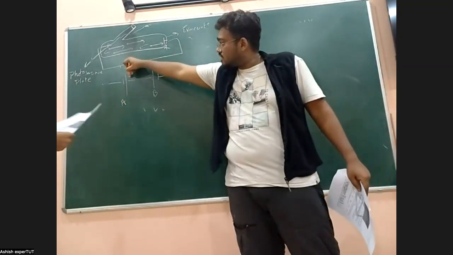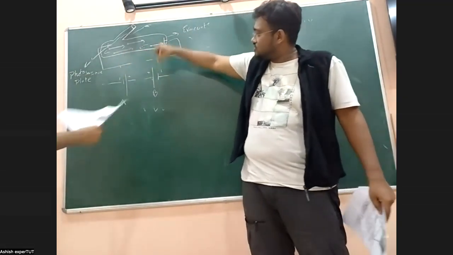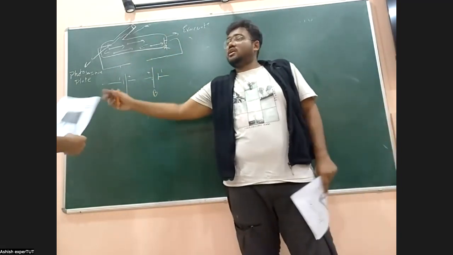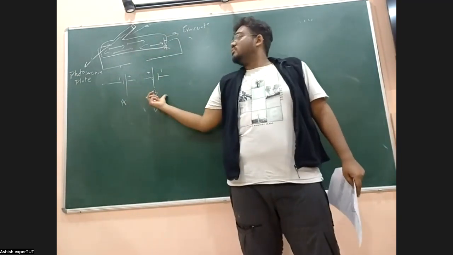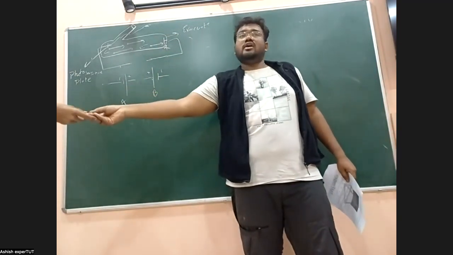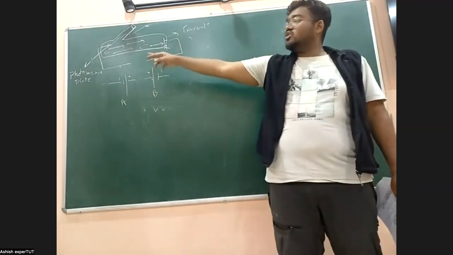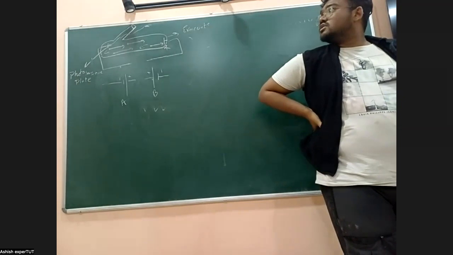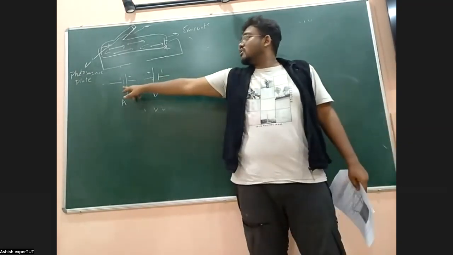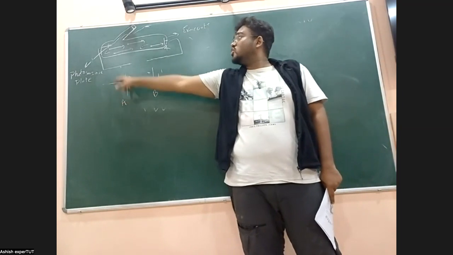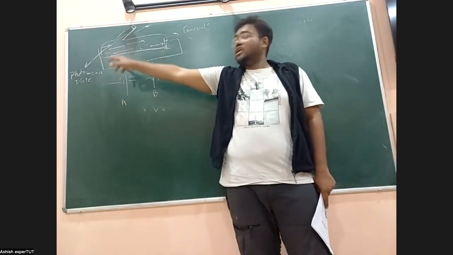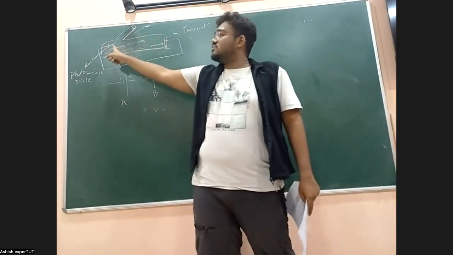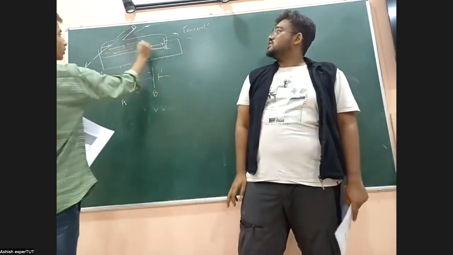Which one is positive? The bigger one is positive, the smaller one is negative. So I will be discussing cases when you're connecting A and when you're connecting B. When you're connecting A, you're connecting cathode to negative and anode you're making positive. See, electrons are going from left to right.